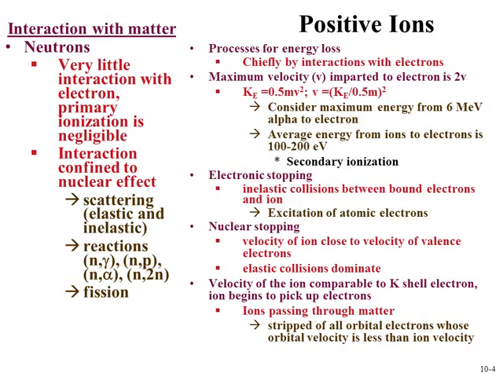Let's review the interactions of certain particles with matter. We'll start with neutrons. Neutrons, they're neutral. There's very little interaction with electrons. The interaction is primarily confined to nuclear effects, so we can have scattering of neutrons, both elastic and inelastic.